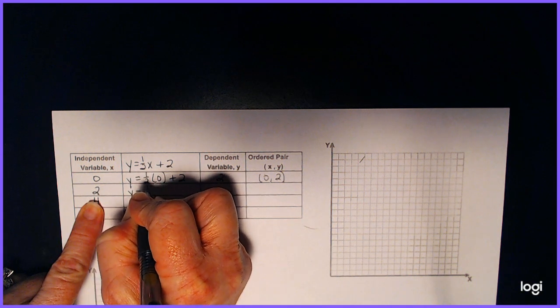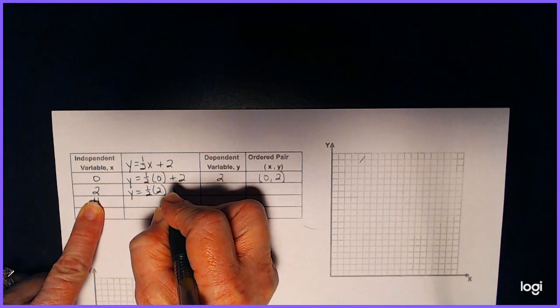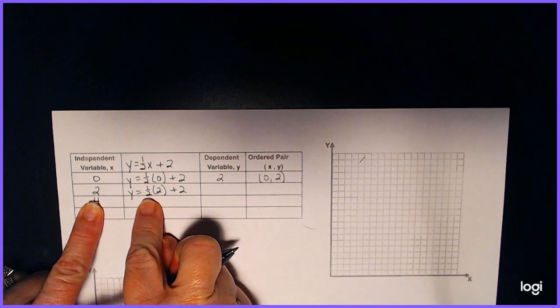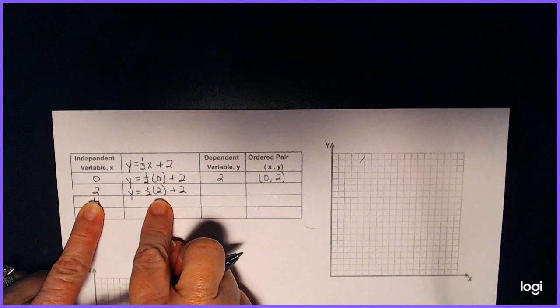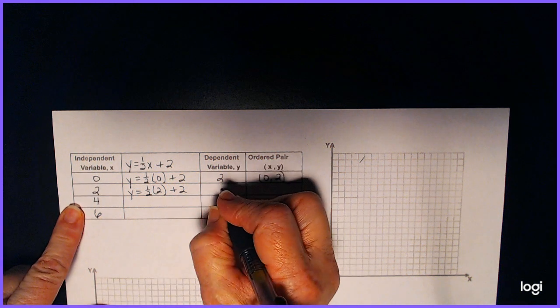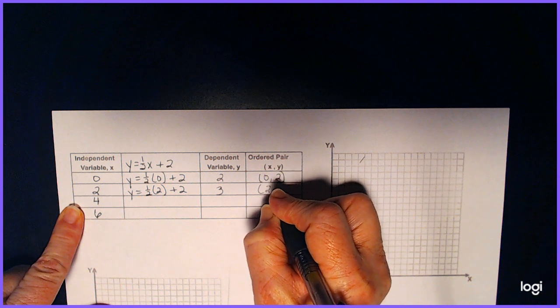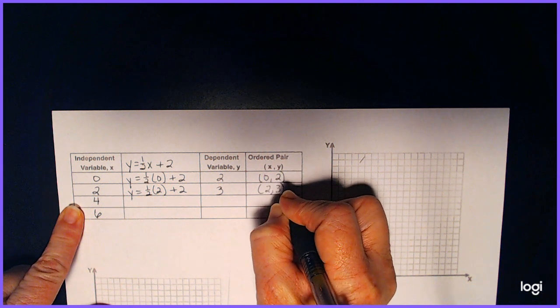Y equals 1/2, and instead of the x, we're going to put in a 2 plus 2. What is half of 2? Well, if I have 2 and I cut it in half, that means 1. And 1 plus 2 is 3. So my ordered pair is 2, 3.